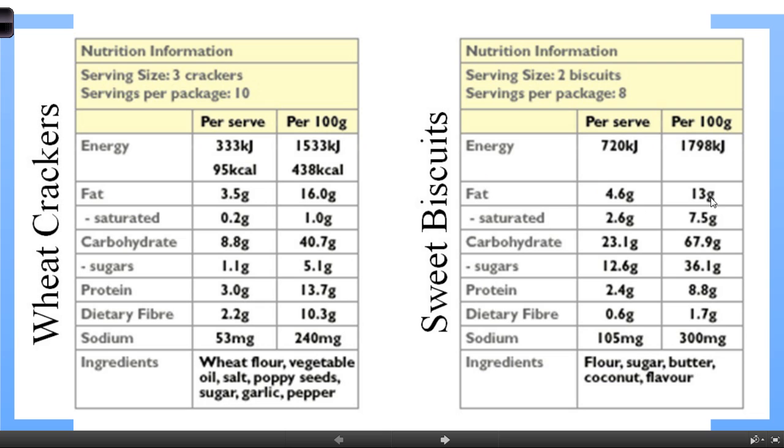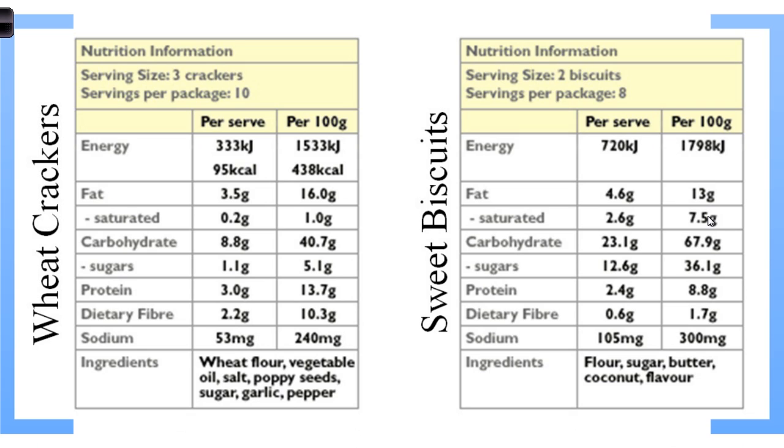Alright, if we look over here, fat, we've got 13 grams, so slightly less. Oh, but actually almost over half of that is saturated fats. So the sweet biscuit, even though it's got less total fat, it's got more saturated fat. Saturated fats are a type of fat that are not so good for us. They've often got cholesterol and things like that in it. So the sweet biscuits have more saturated fat in them.